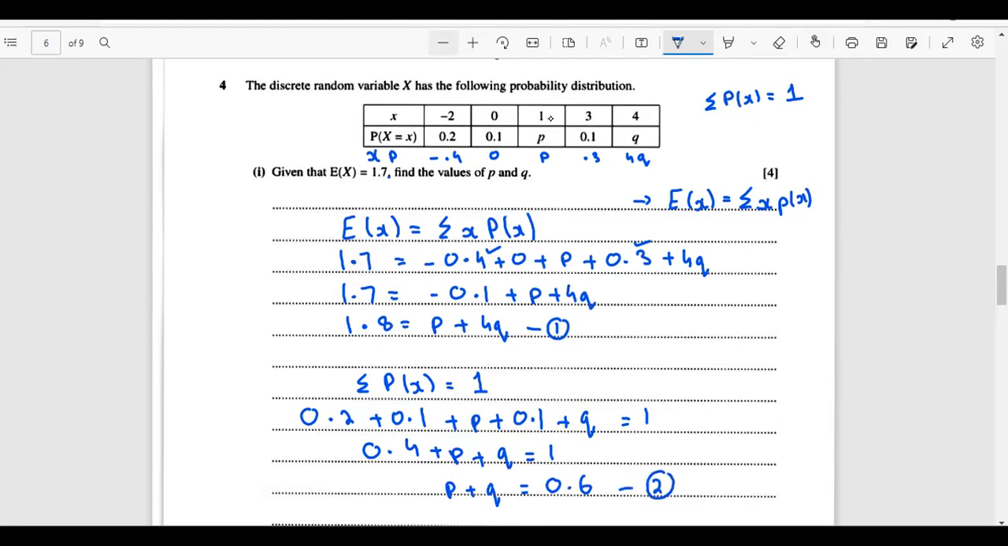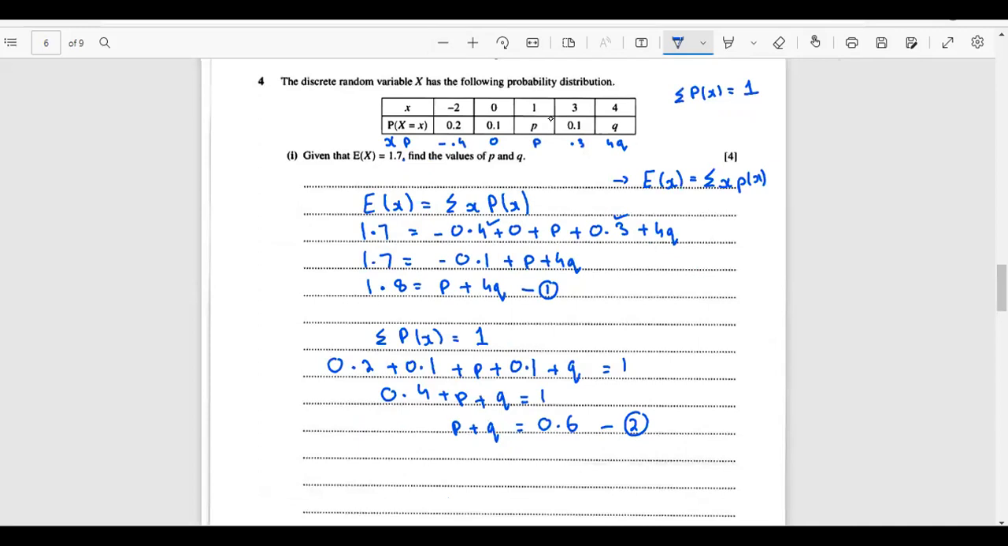I'll give you 2 minutes. Let's just do some practice for pure maths as well. Just solve them simultaneously and find the values of P and Q.